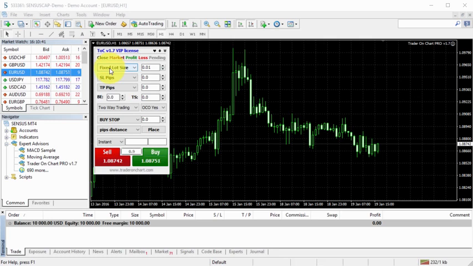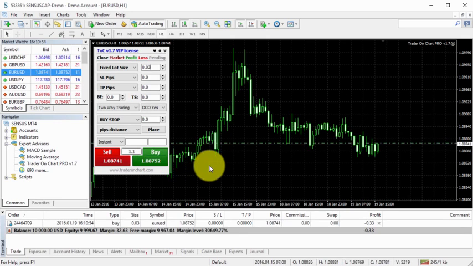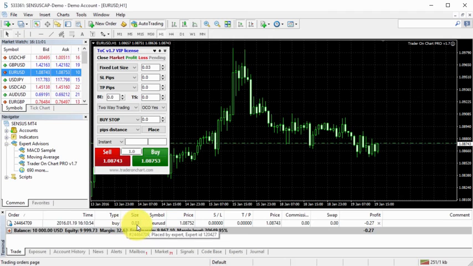Right here you can see we have fixed lot size set, and it's set to 0.01. Let's say I set it to 0.03, and if we click the buy button, I will get my trade executed immediately. And obviously it has 0.03 lot size.